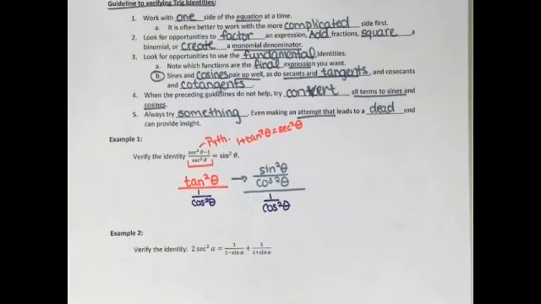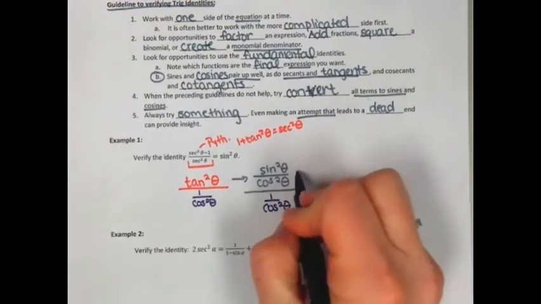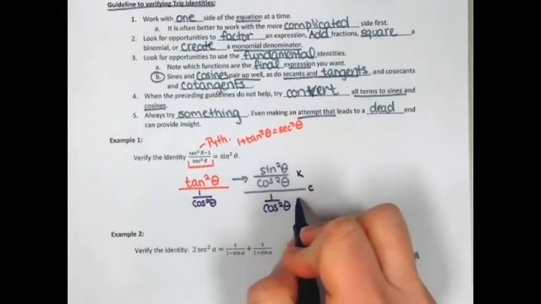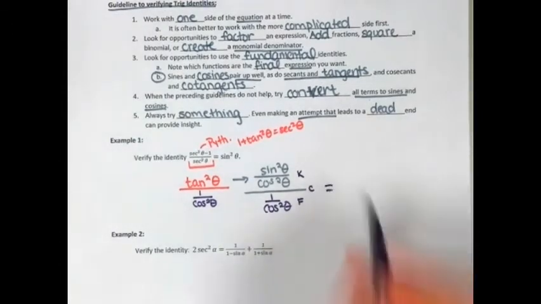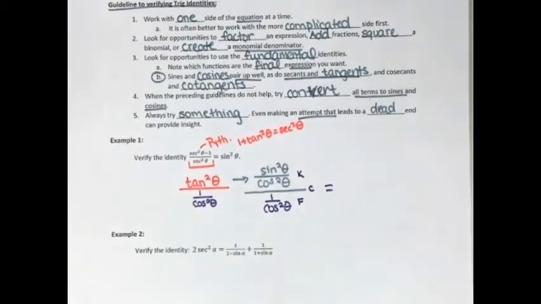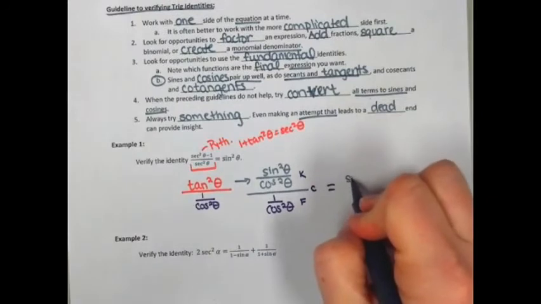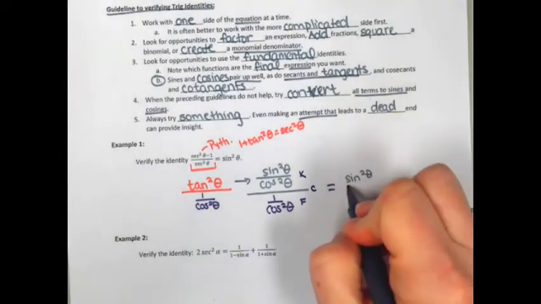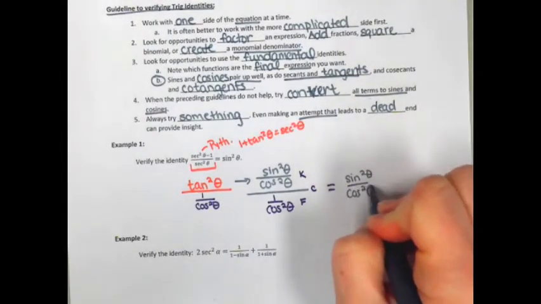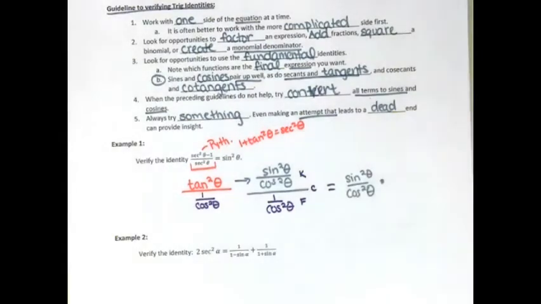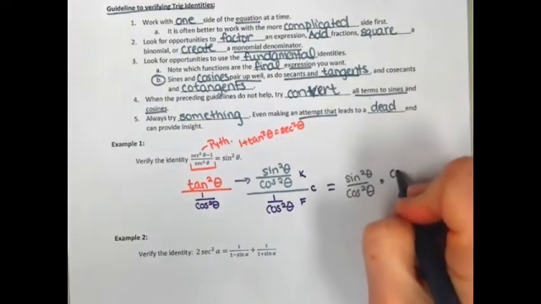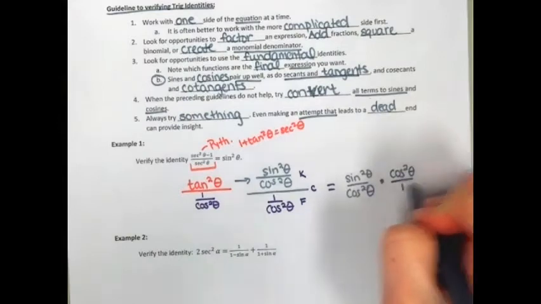So can this help me in anything? We have this crazy fraction. Do you guys like fractions? No, but do we know how to divide fractions? Yeah, don't we keep it, change it, and flip it? Can I do that? Yeah. So we're going to have sine squared theta over cosine squared theta times what? Cosine squared theta over 1.